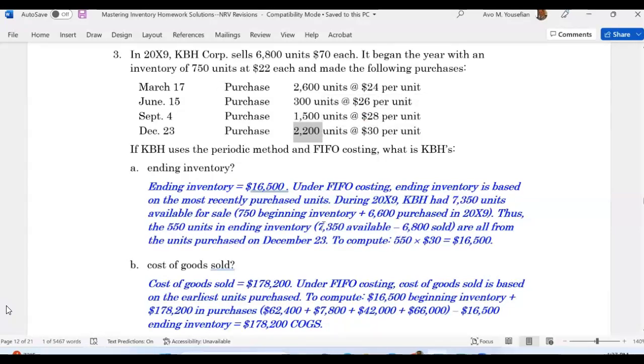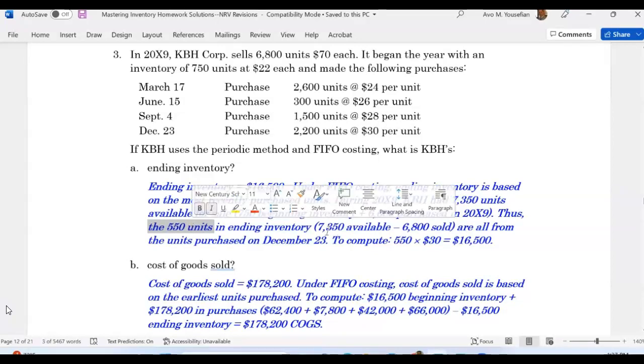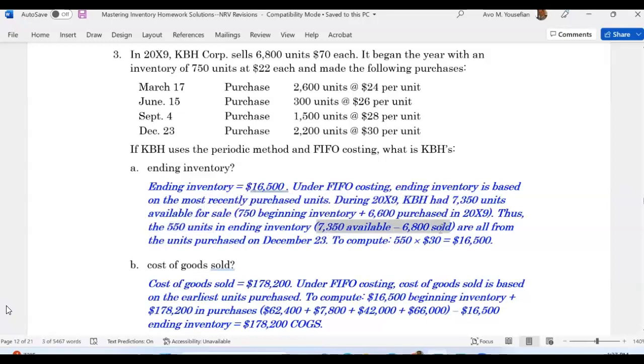And available of 7,350 minus 6,800 sold. That gives you 550 ending inventory. Again, in real life, you have to go to the inventory room and count it. And that's how you know it's 550, okay? You're not going to do it this way.